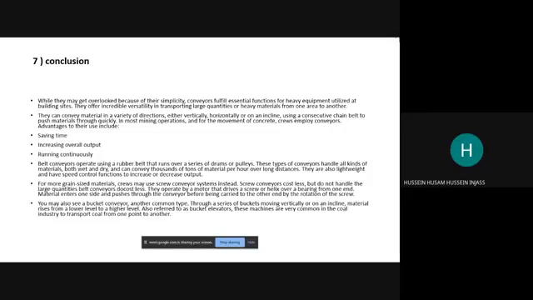They are also lightweight and have speed control functions to increase or decrease output. For more grain-sized materials, crews may use a screw conveyor system instead. Screw conveyors cost less, but do not handle the large quantities belt conveyors do. They operate by a motor that drives a screw over a bearing from one end. Material enters one side and is pushed through the conveyor, being carried to the other end by the rotation of the screw.